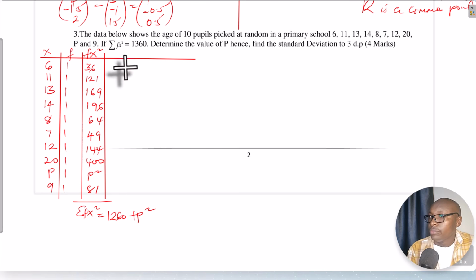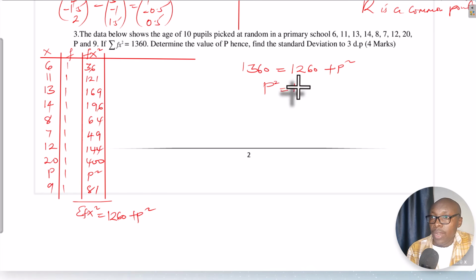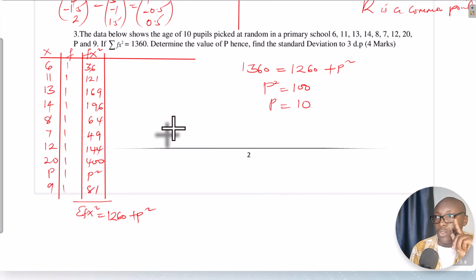So the summation of fx squared is 1360. So 1360 is equal to 1260 plus p squared. So make p the subject. So p squared will be 100, and therefore p will be the square root of that. It will be 10. So p is 10. So we've identified the value of p.